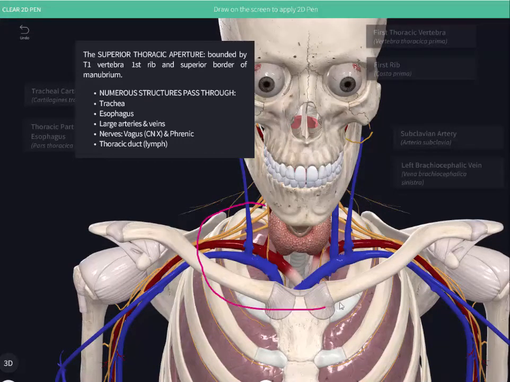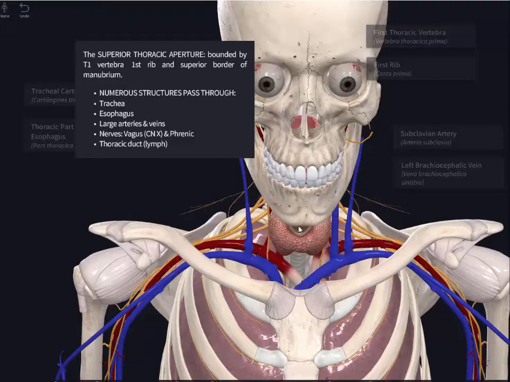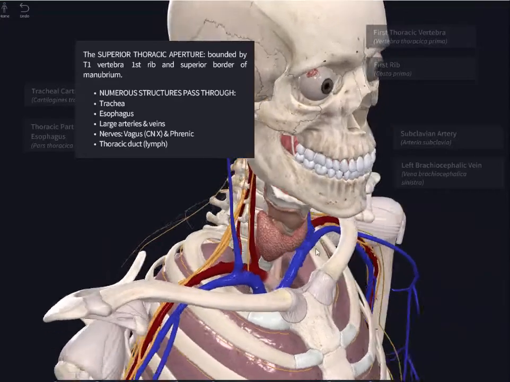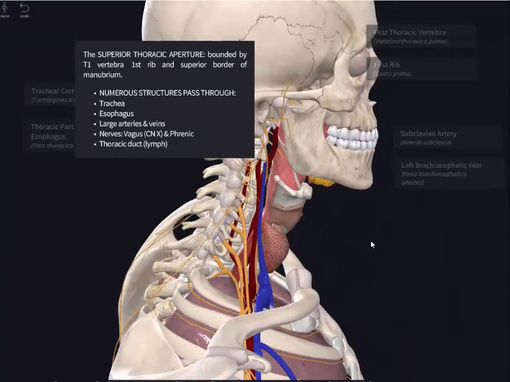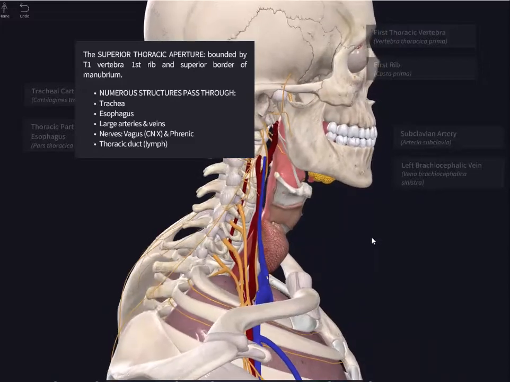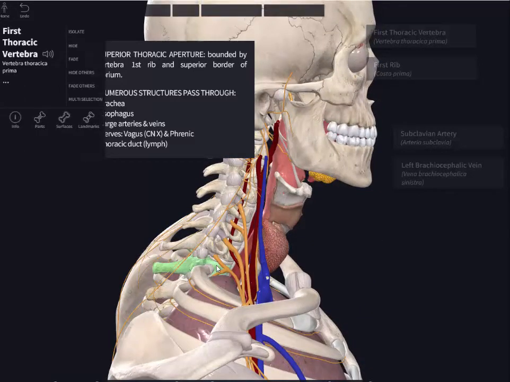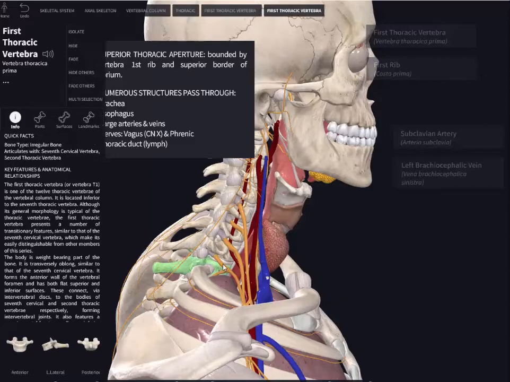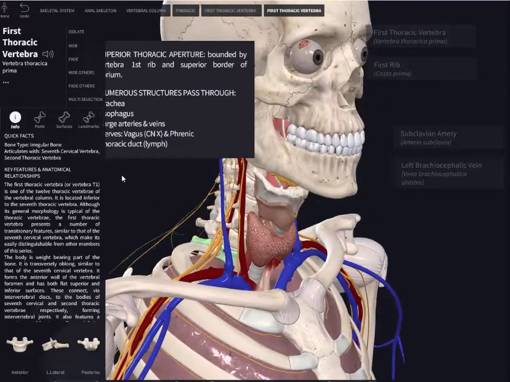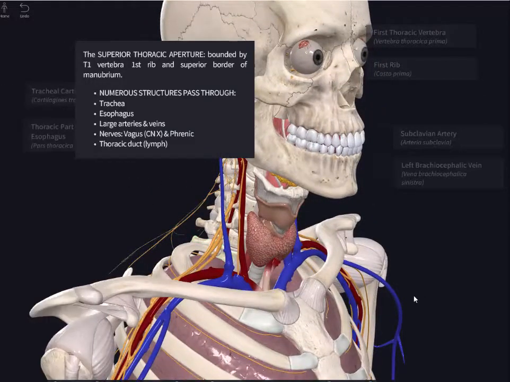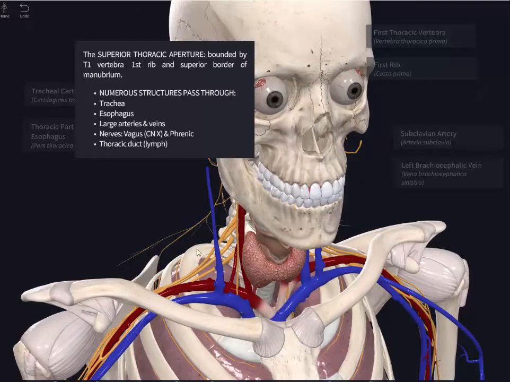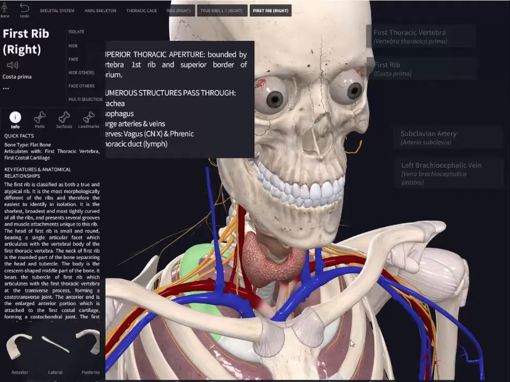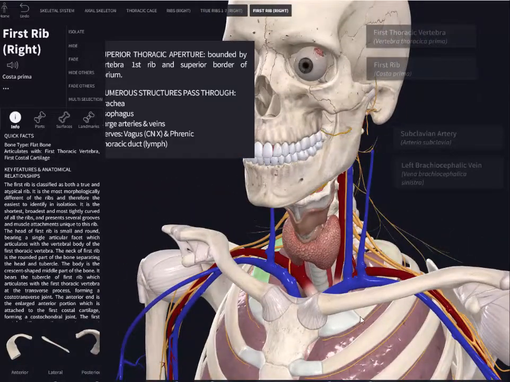I can roughly outline it here with this pink pen, and we can also name the features that constitute the boundaries of the superior thoracic aperture. So if we think about all the boundaries of the superior thoracic aperture, we can see that posteriorly we actually have the T1 vertebra, so that will be this one down here. Anteriorly, if I move it over here, you can see that we have the first rib. See how it curls underneath the clavicle on the right and of course then also on the left side.